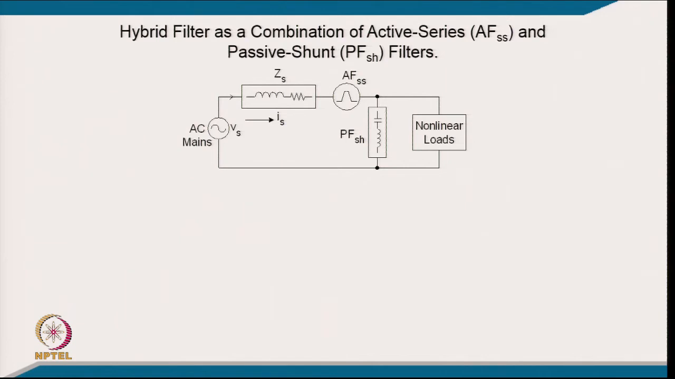So, both drawbacks can be taken care of. This has again become quite popular because almost 95% of the burden goes to the passive shunt filter, and only 3 to 4% remains with the active series filter.